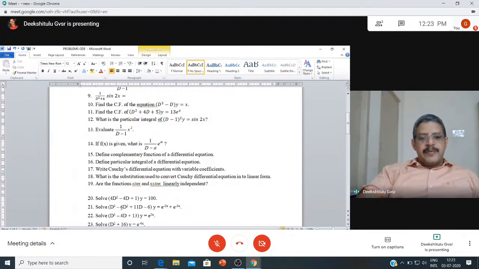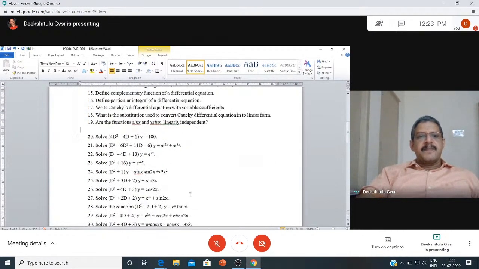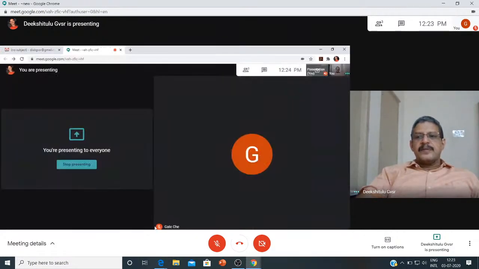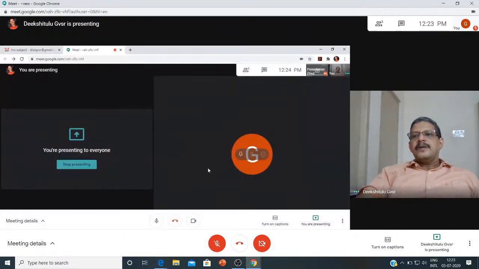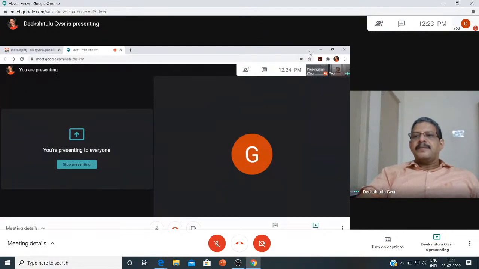So next one is (D cube minus 6D square plus 11D minus 6) y is equal to e power minus 2x plus e power minus 3x. So we have done problems like this. First, find the complementary function, then 1 by f of D on e power minus 2x plus e power minus 3x. Okay.